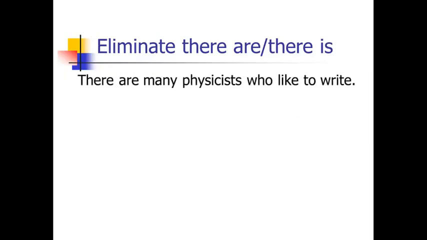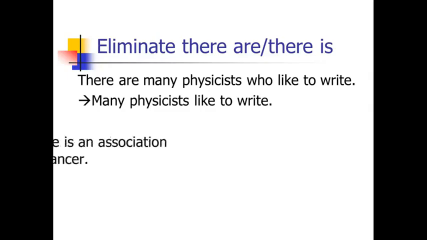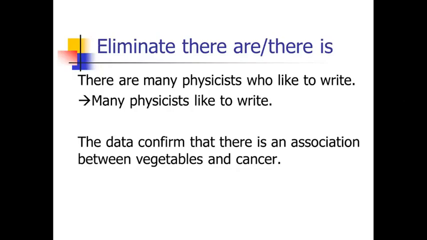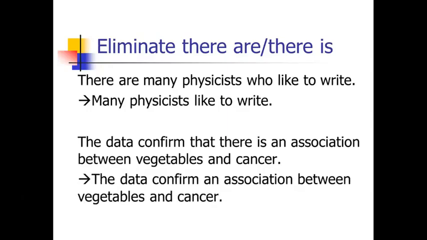There are many physicists who like to write. How about just many physicists like to write? See, the there are in this case was completely unnecessary. We didn't even have to rearrange the sentence to drop that. The data confirm that there is an association between vegetables and cancer. Well, how about just the data confirm an association between vegetables and cancer? Notice that we didn't need the that there is. So a lot of times, if you find yourself writing a there is or there are, check and make sure that it's really necessary. A lot of times you can get rid of it. You have to think a little bit about it and get in the habit of doing that, but you'll pick that up pretty quickly.